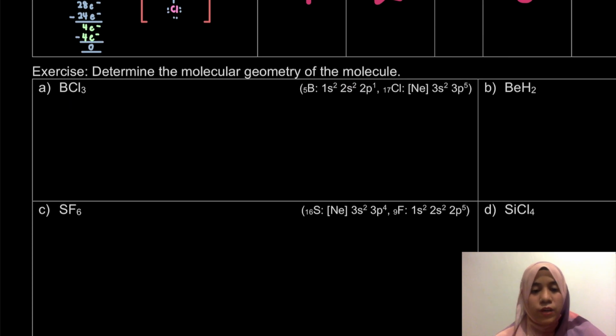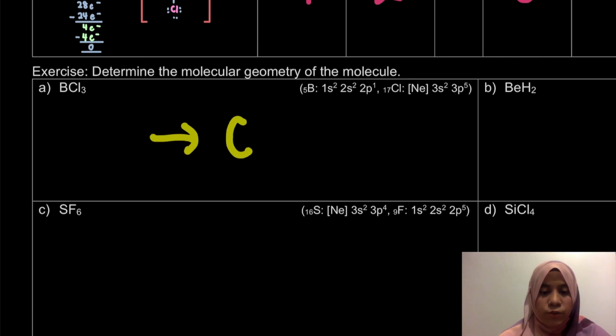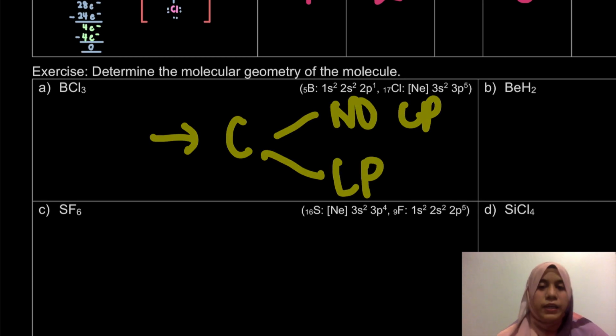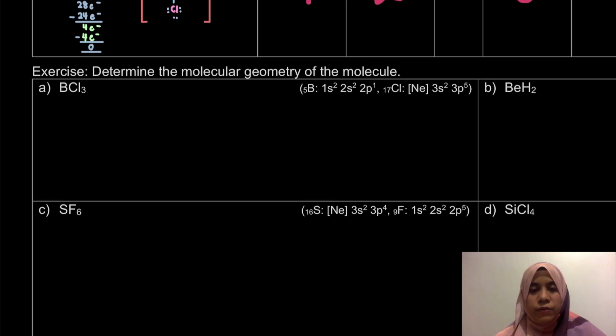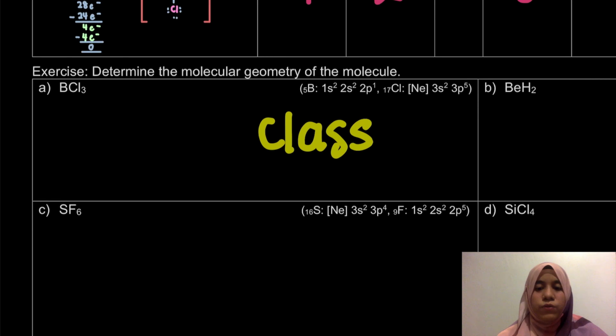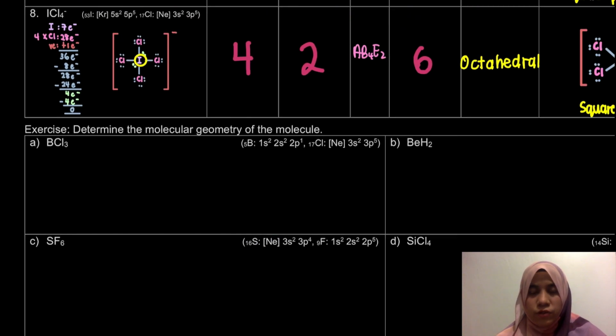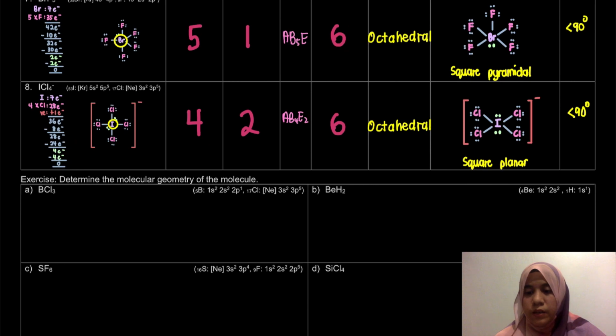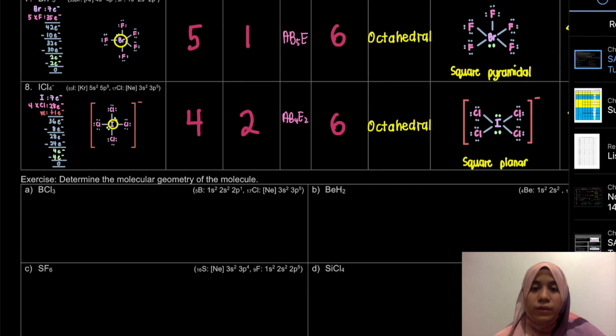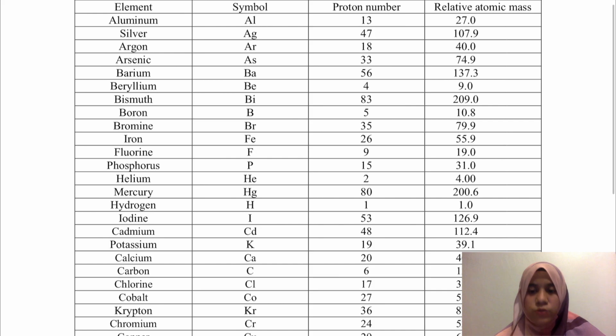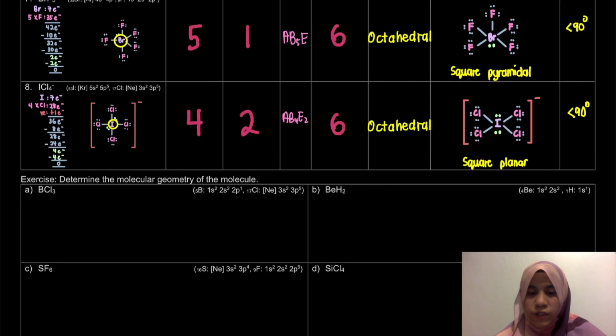So first thing first, we have to draw our Lewis structure. Because based on our Lewis structure ni, barulah tahu central tu has no lone pair ke ada lone pair. Okay, lepas tu from that we can know our class. So from the class boleh tahu electron pair geometry dengan molecular geometry. Okay, so yang ini again the electronic configuration ni Miss dah tulis awal-awal. Semua ni is actually available on your list of constant. So nak tengok sini boleh, nak pause sini video, nak ambil Miss punya electronic configuration pun boleh juga.